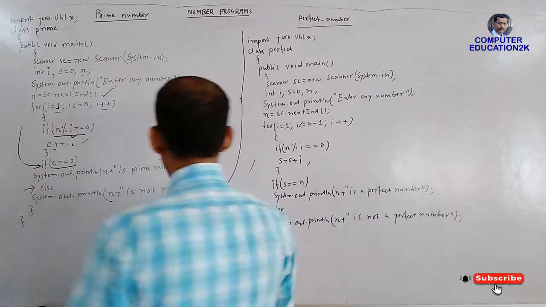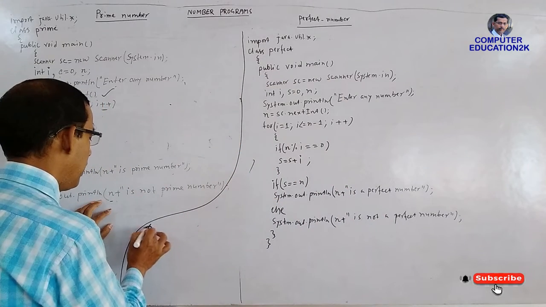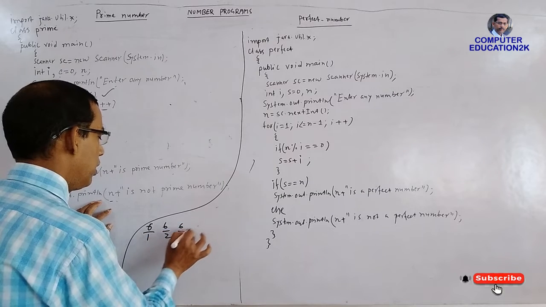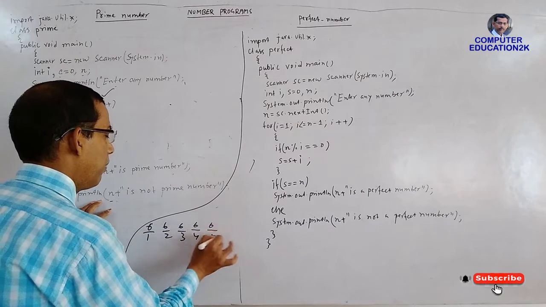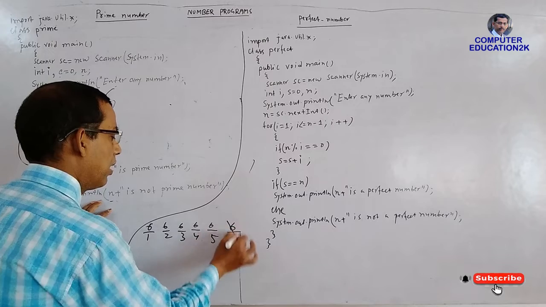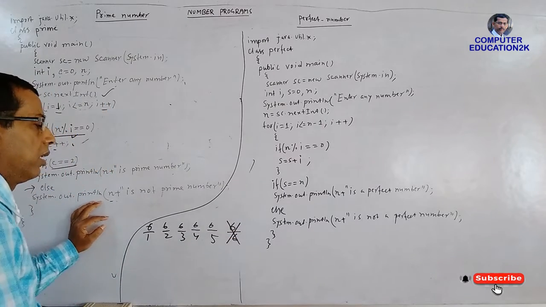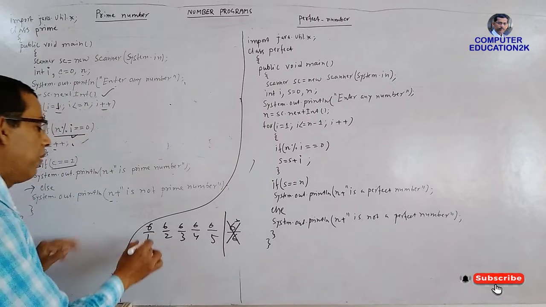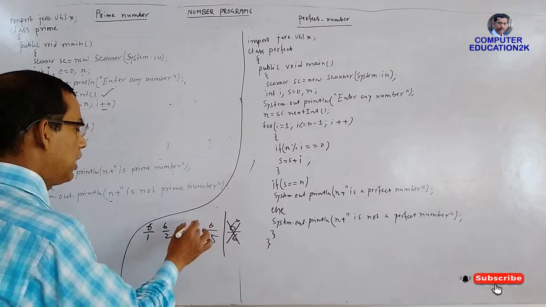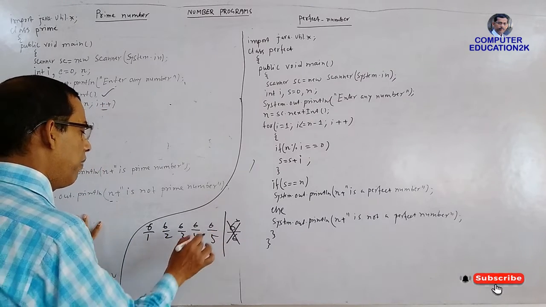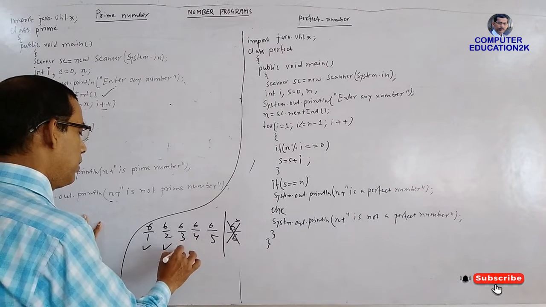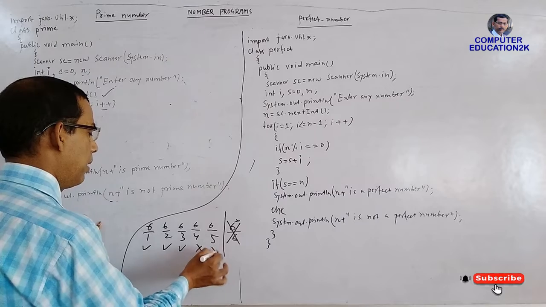Okay, suppose you are taking a number 6. If you divide 6 by 1, 6 by 2, 6 by 3, 6 by 4, 6 by 5, you will not take 6 by 6, because according to the logic of a perfect number, you will not take this. So it is divisible here, here, and here. It is not divisible here, and not here.